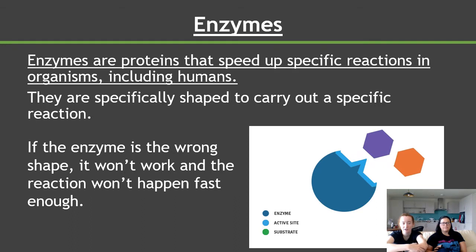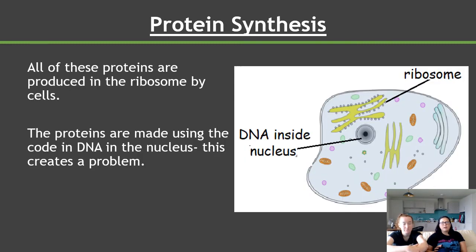So really important type of protein. Again, they are specifically shaped to carry out a specific reaction, which we will touch on much more when we look at enzymes in the next key area. Okay, so those are the 5 types of proteins. Let's look at how those proteins are actually made.